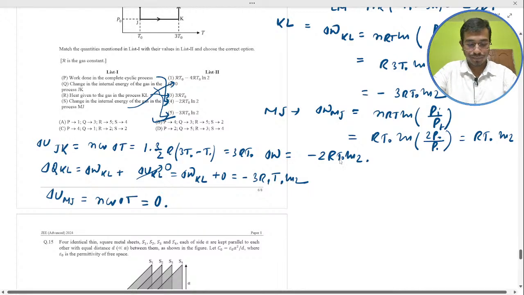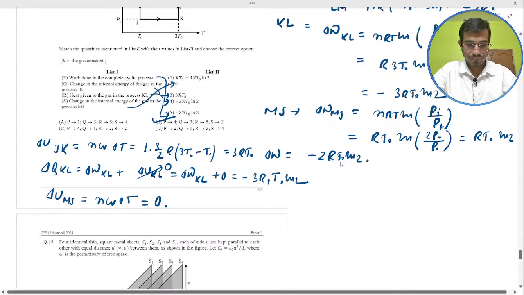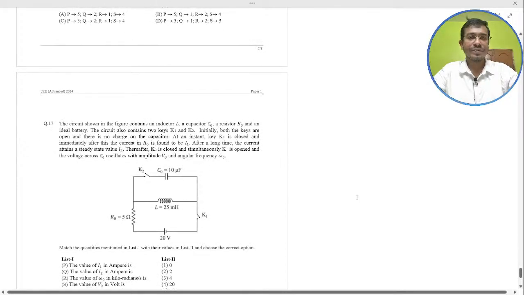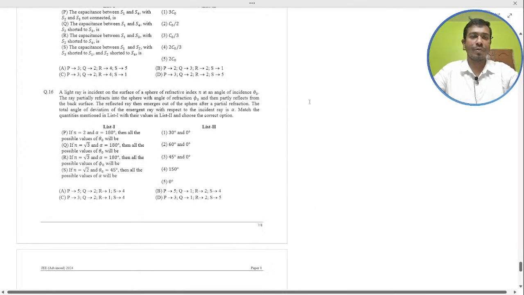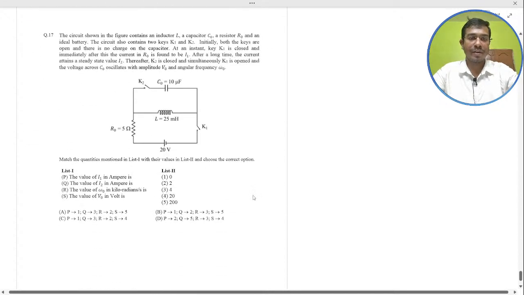P4, Q3, R5, S2. Next. Last question, question number 17. This one is for your homework. Last question, Paper 1, question number 17.